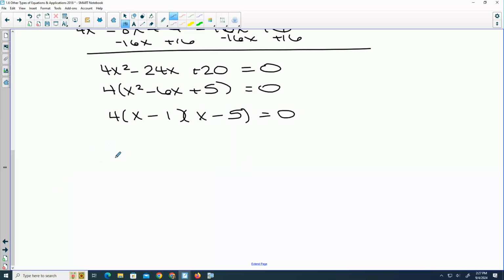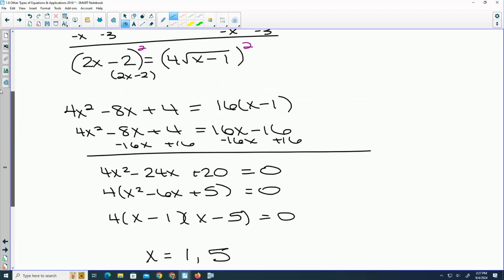Okay, now we set them equal to 0. Does 4 ever equal 0? No, so that won't give me any solutions. X minus 1, what makes that 0? Positive 1. And x minus 5? Positive 5. And then, final step is check it.